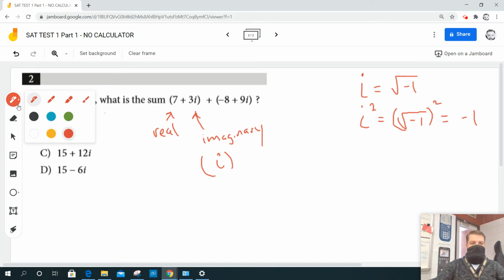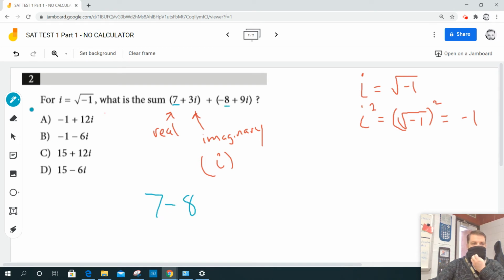So what I'll do is it's like combining like terms. 7 minus 8, those are the real components. And then the imaginary components, I have a plus 3i and a plus 9i. So I've got plus 3i plus 9i. And so I can only add the imaginary with the imaginary. That's pretty easy. That's plus 12i.